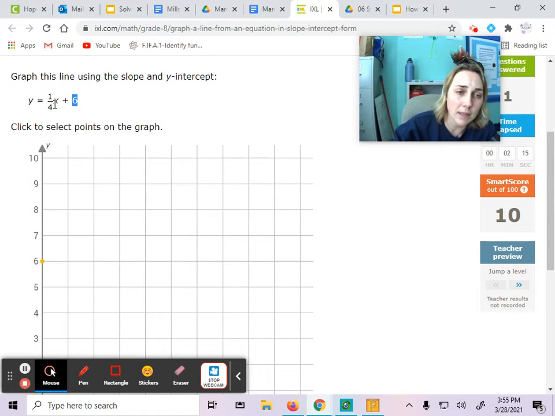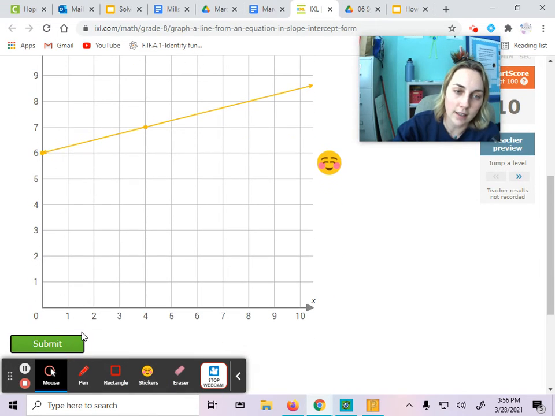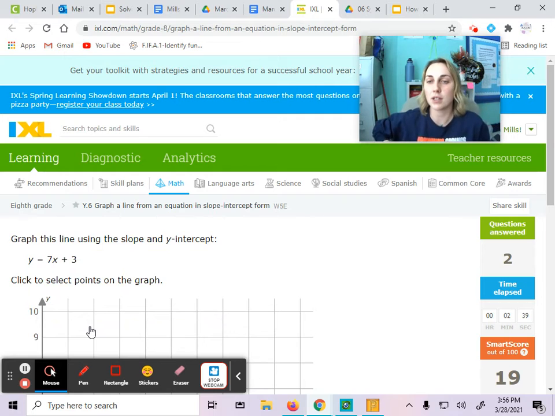Then my slope tells me my rise over run. My rise is 1 because my rise is my numerator. So I'm going to rise 1 time. And then it says my run is 4 points. So I got to run 4 times. So I rose 1 time, and now I can run 4 times. So 1, 2, 3, 4. Plot that second point. Get a sticker for good luck. And there you go. Again, on this, you only have to plot 2 points.